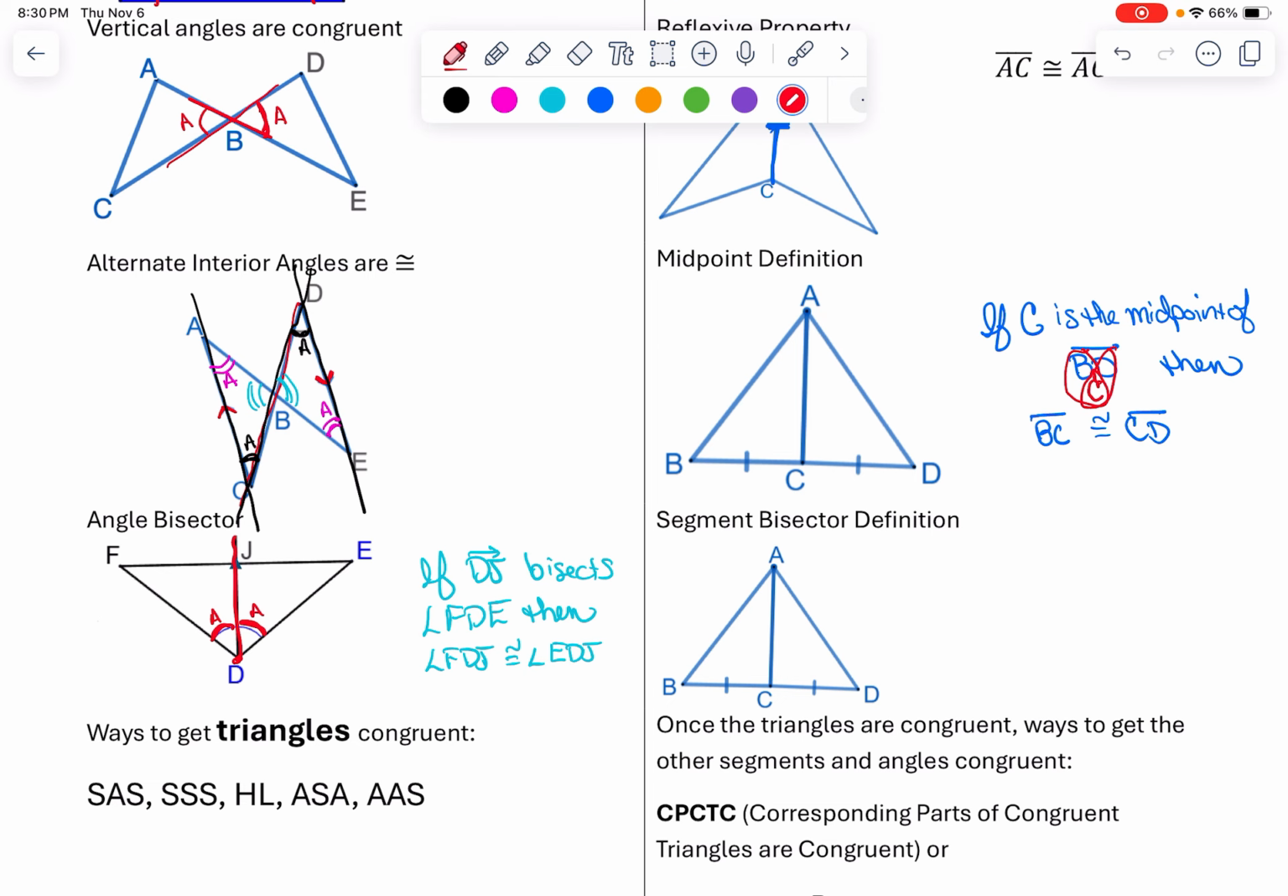Finally, we have our segment bisector definition, and if segment AC bisects segment BD, then segment BC and segment CD have to be congruent to each other. It's just like midpoint, we're just using a different word, bisector. Likewise, point C could be the bisector of segment BD. Once again, segment BC has to be the same length as segment CD.